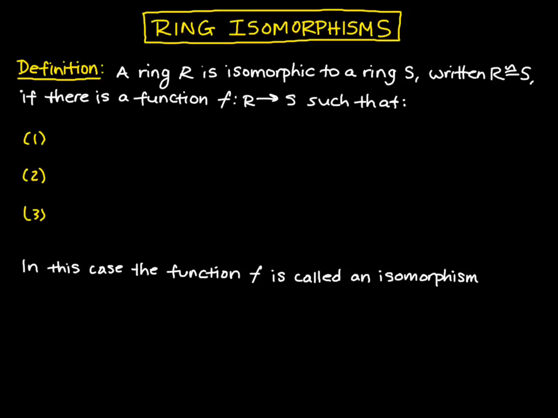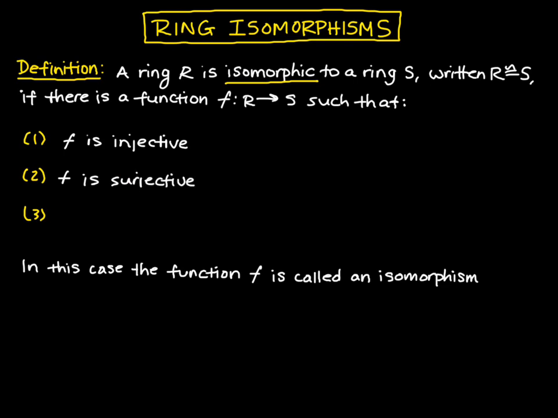So here we want to talk about what it means when we say that two rings are isomorphic. A ring R is isomorphic to another ring S if there exists a function between them so that the following axioms are satisfied. The first thing we want is that F is injective. The second thing we want is that F is surjective.